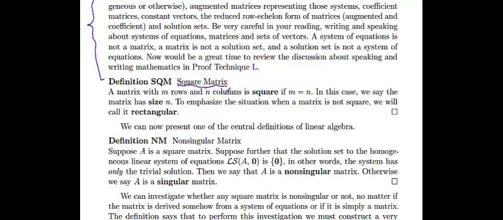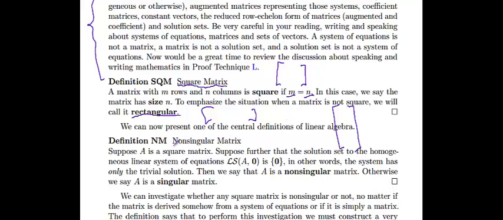Let's first define square matrix. This is a fairly easy concept. You know a matrix is an array of numbers, so a square matrix is a square array. It looks like a square. It has the same number of rows and columns. The number of rows is equal to the number of columns. If it's not square, we call it rectangular, because you can have matrices that are long and skinny, or you can have matrices that are tall like this. These are rectangular, not square.